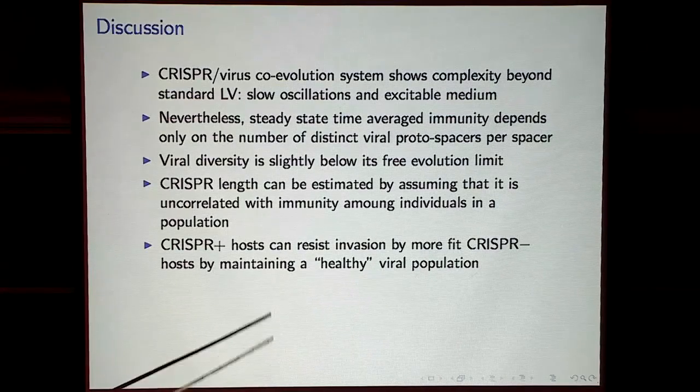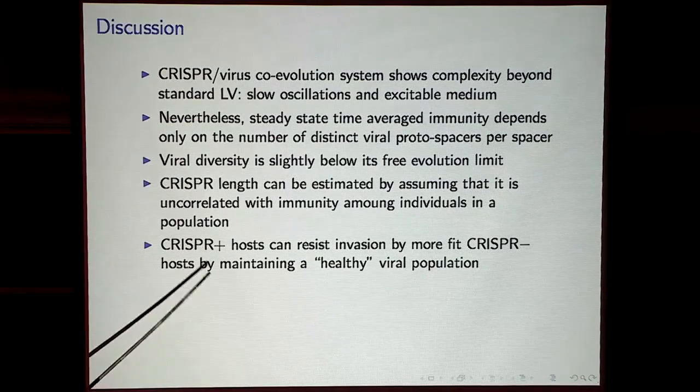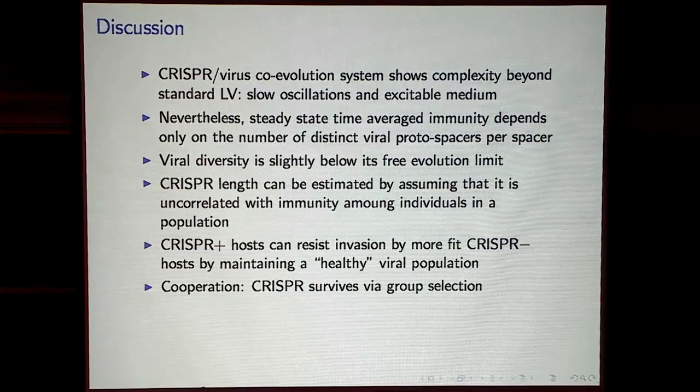The same could be said about the viruses. The viruses shouldn't evolve a mutation rate that's too high that will wipe out the host, but that is true even in a virus-host binary system, because then the host will be extinct as well. So basically, what you can say is that the CRISPR survives via group selection. So if you imagine an experiment where a group of CRISPR plus hosts are repeatedly invaded by CRISPR minus hosts, the one that evolves a mechanism to control immunity is the one that will survive in the end.